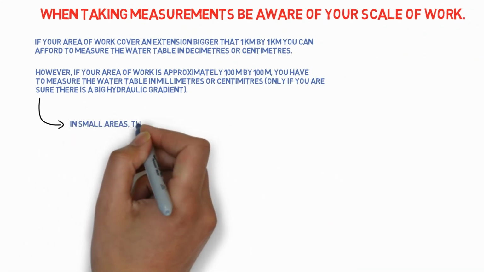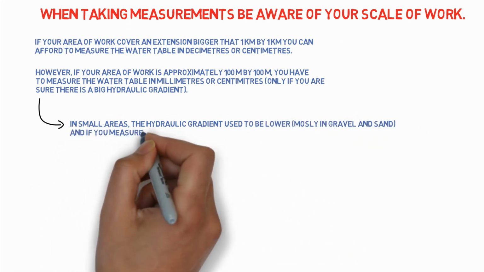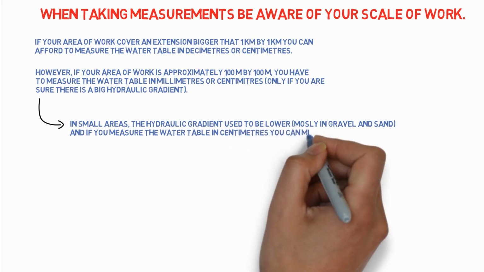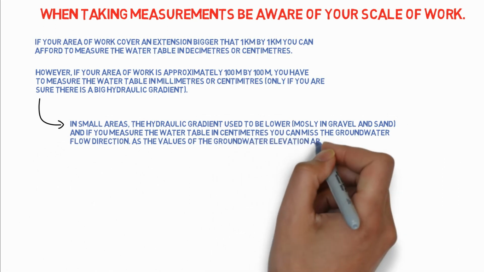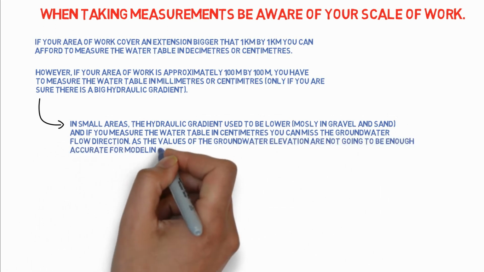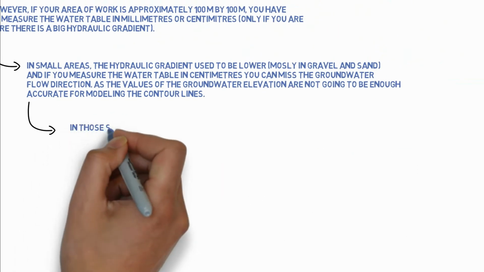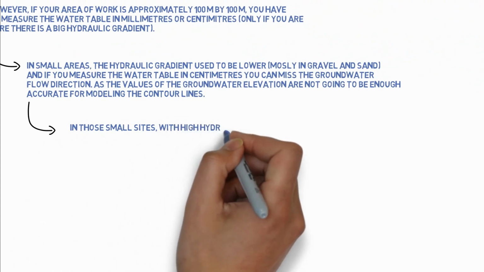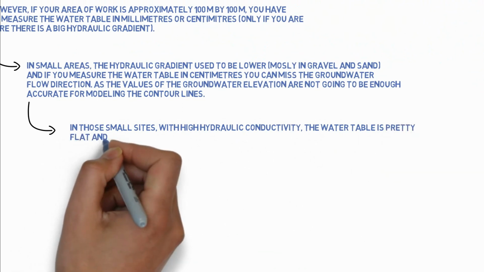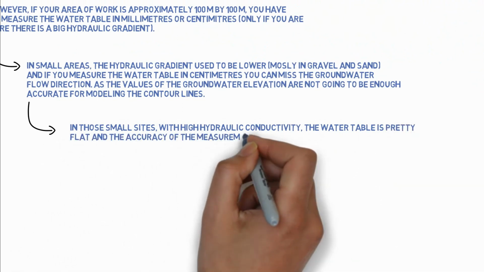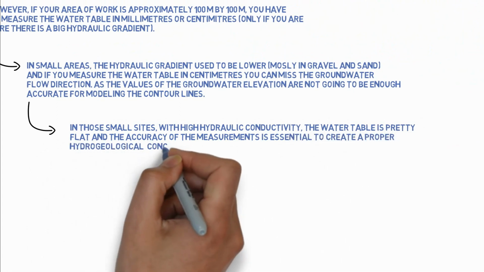In small areas, the hydraulic gradient tends to be lower, mostly in gravels and sand. And if you measure the water table in centimeters, you can miss the groundwater flow direction, as the values of the groundwater elevation are not going to be accurate enough for modeling the contour lines. In those small sites with high hydraulic conductivity, the water table is pretty flat, and the accuracy of the measurements is essential to create a proper hydrogeological conceptual model.